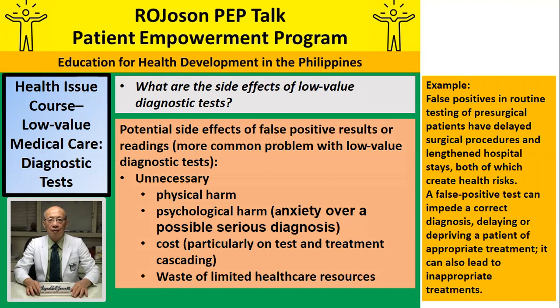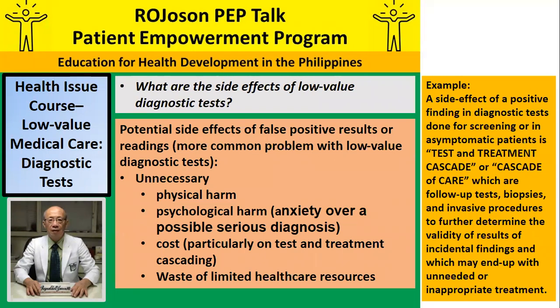Example, false positive in routine testing for pre-surgical or pre-operative patients have delayed surgical procedures and lengthened hospital stays, both of which create health risk. A false positive test can impede a correct diagnosis, delaying or depriving a patient of appropriate treatment, and it can also lead to inappropriate treatment. Okay. So these are some of the side effects of false positive, okay, in various situations.